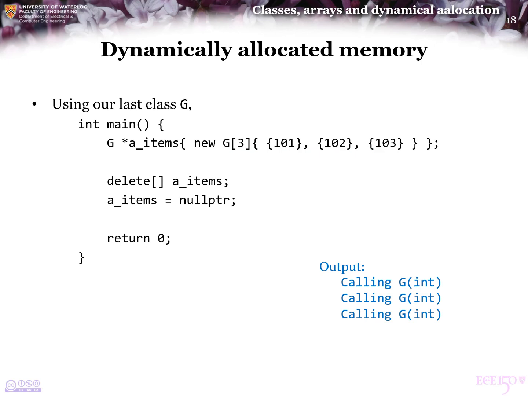Next, when we call delete, the compiler will then schedule 3 separate calls to the destructor, one for each entry of the array, and so all 3 instances of the class G have been cleaned up. We then set a_item to null pointer just so that we don't have a dangling pointer, and when this function returns, the local variable a_item simply goes out of scope.